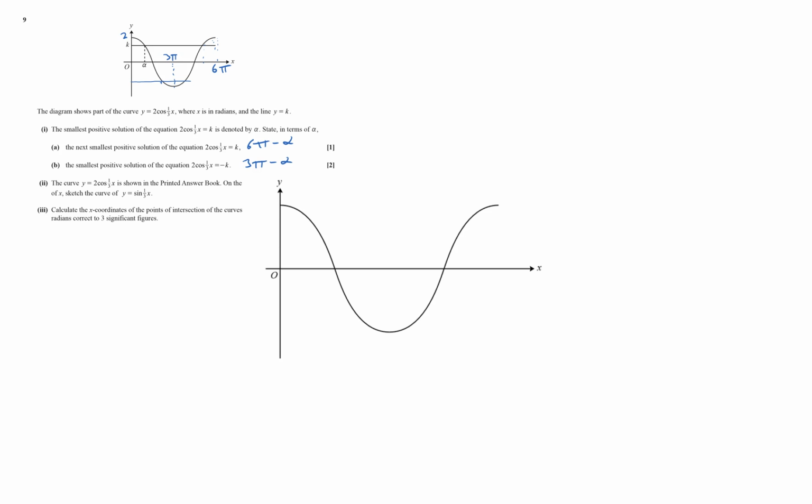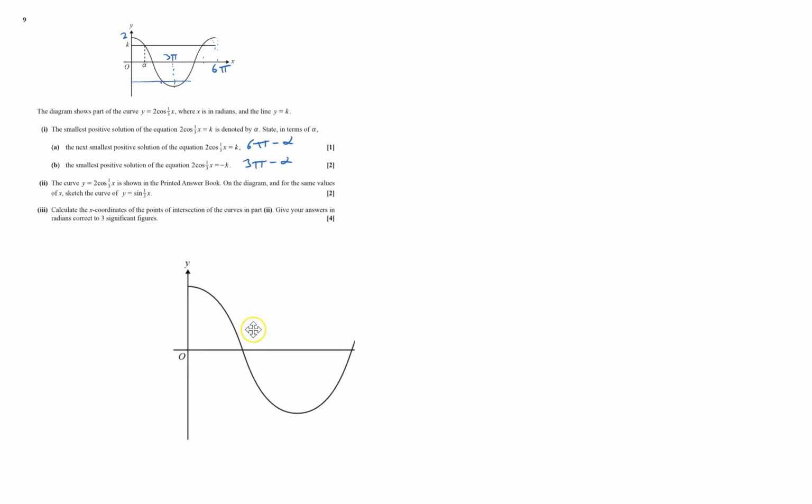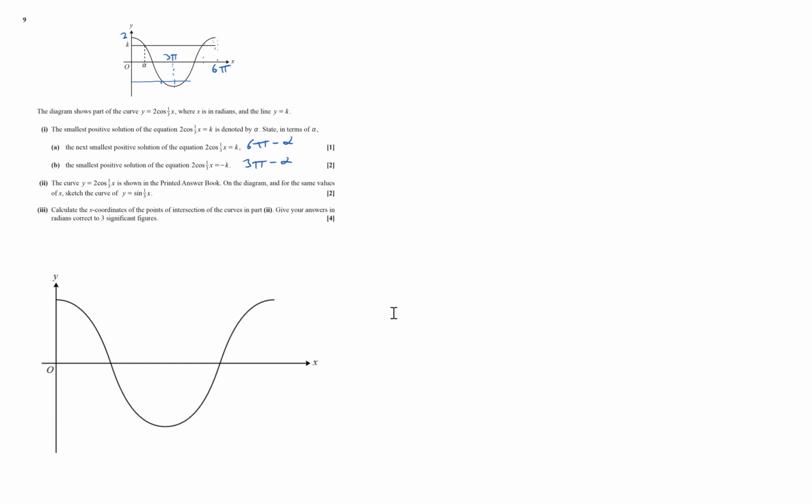And then we've got on the paper, I'll just put it in here now. Okay, so it's there. And it's drawn, y equals 2 cos a third x. It's printed here. On the diagram of the same value of x, sketch a curve of y equals sine of a third x. Right, so it's a sine of a third x.